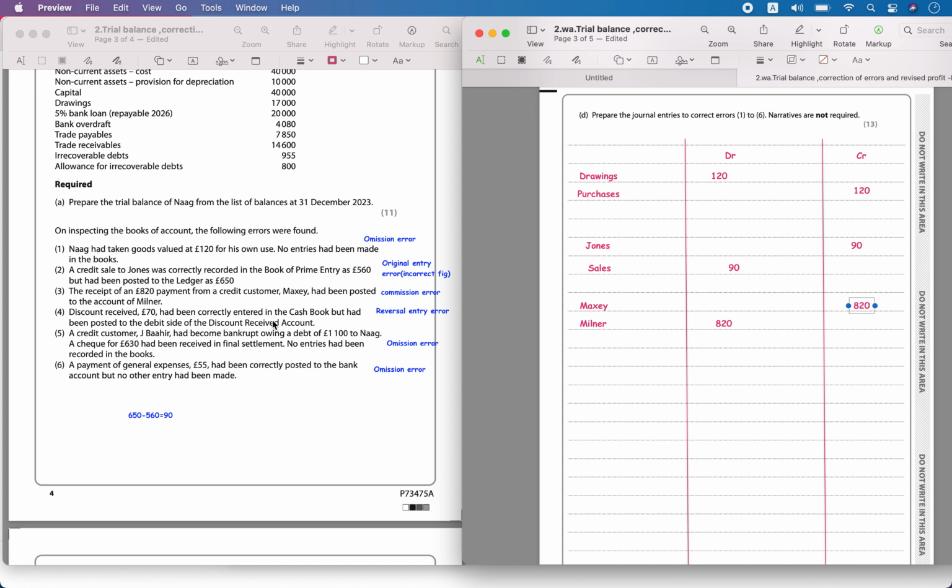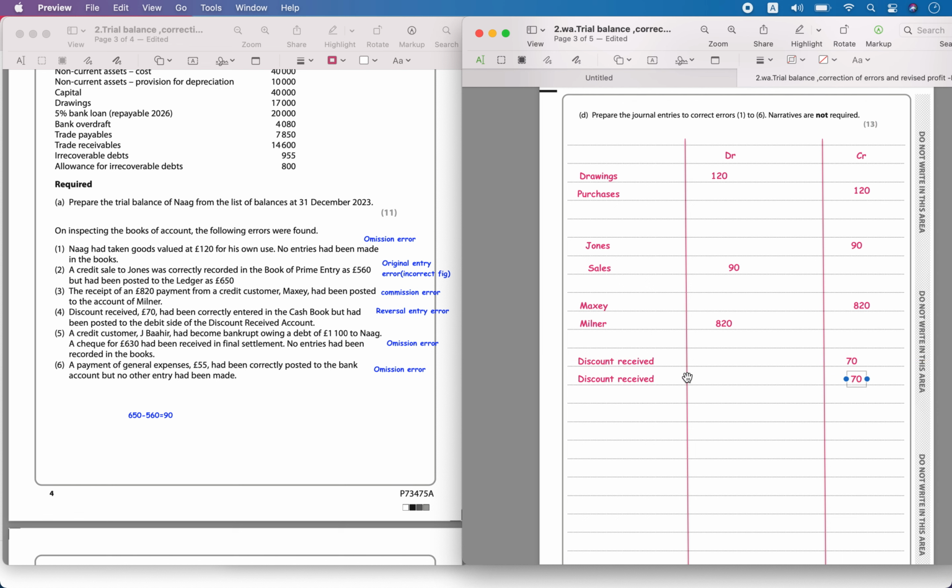Now, on which side did I post? On the debit side. So what are the two accounts that are going to be affected? Discount received. First of all, I will have to remove the 70. It has been posted on the debit side, so I will have to remove it, and then I will have to correct it as well. So the correct entry is going to be still on the same side.